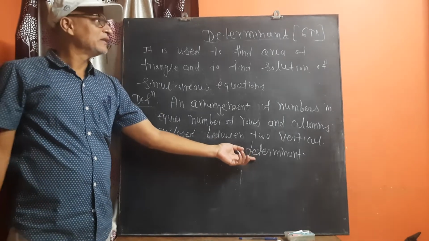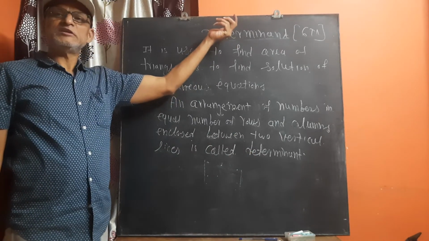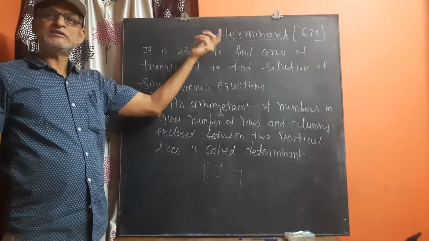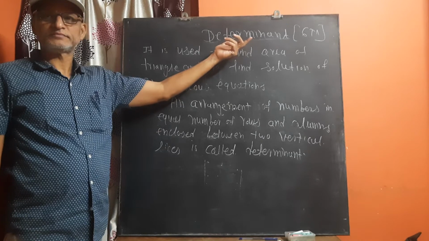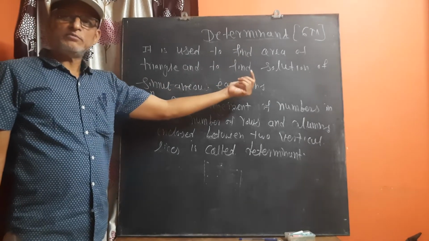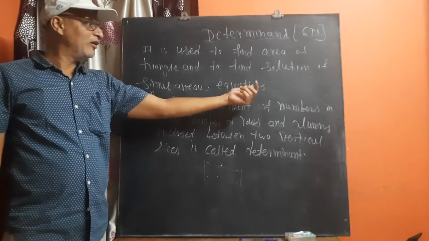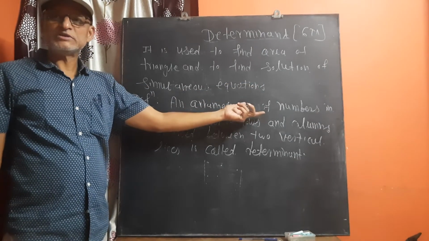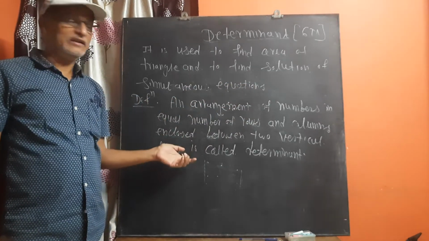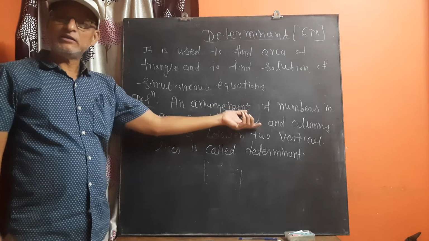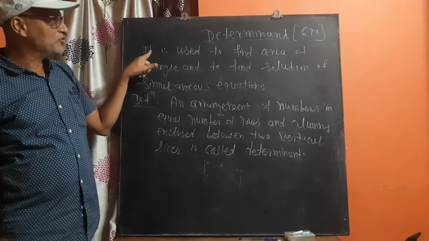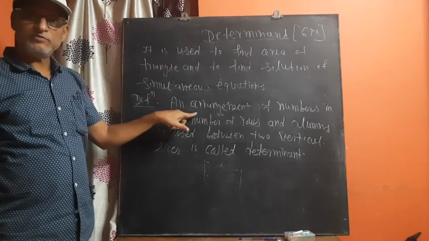So in short, what is the use of determinant? Determinant is used to find the area of triangle as well as to solve the simultaneous equations in the engineering field. Determinant is defined as an arrangement of numbers in equal number of rows and columns. Such type of arrangement which is enclosed in 2 vertical lines, or you can say 2 vertical bars, is called a determinant. So this is about the use of determinant and the definition of a determinant.